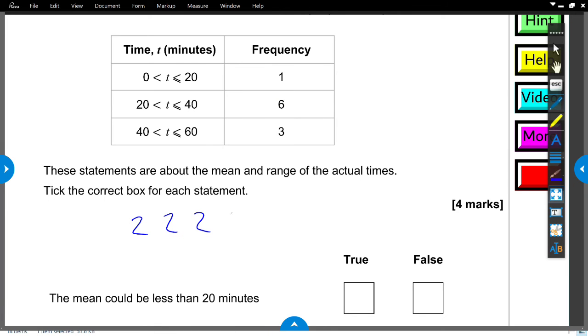If we add more 2s, it doesn't matter how many 2s we add, the mean is still going to be 2. Because for every extra 2 we add, we're dividing by an extra number, and that kind of cancels out the effect of adding that 2.